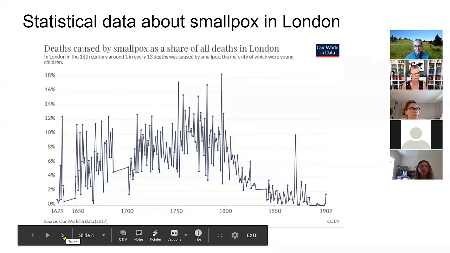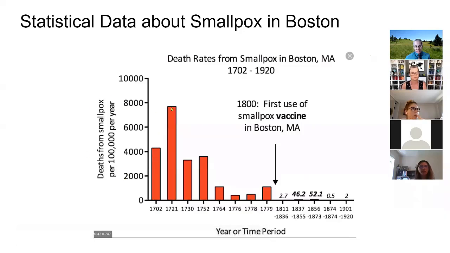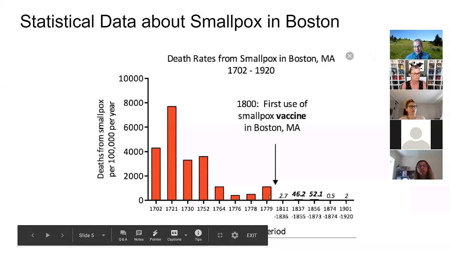My next slide shows a similar idea from Boston. Deaths from smallpox are these red bars. You know, thousands and thousands of people are dying of smallpox. And then the vaccine comes to Boston in 1800. And after that time, the deaths drop to less than hundreds, right? In this case, less than 1 because it's per 100,000. So maybe 1 person died of smallpox in Boston in this time period. So this is showing the effect of the disease statistically. Sorry, the effect of the vaccine statistically.